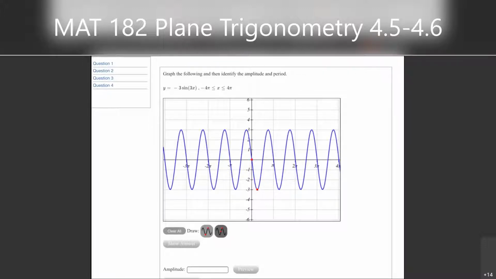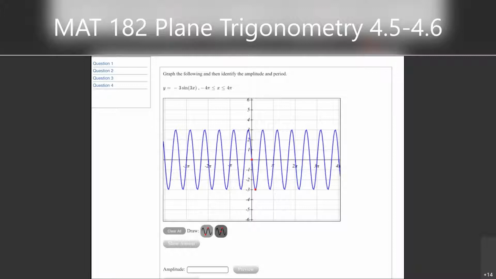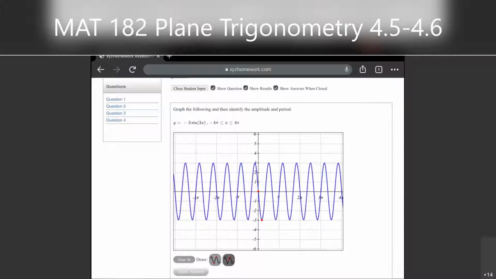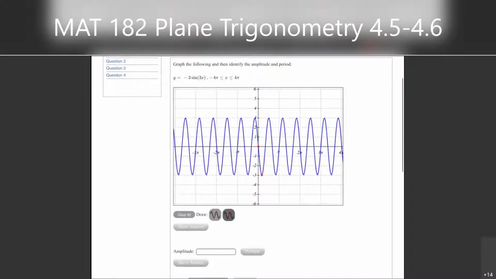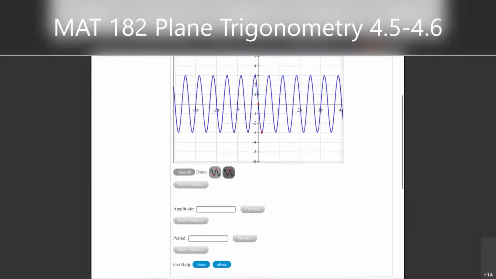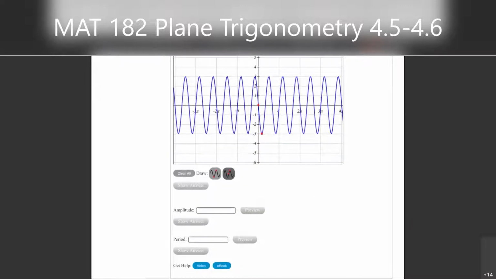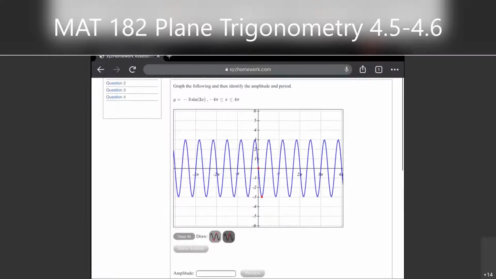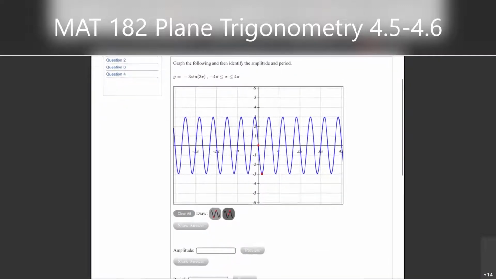Perfect. So let's see. That would be 1, 2, 3. There we go. I think that's correct. So that's what I'm going to be looking for. Again, amplitude we could say is 3. The period is going to be 2 pi over 3. So the idea of a period is that it's always 2 pi over that number, right? Yeah, it would be. So 2 pi over b is always going to be the period. 2 pi over b. Perfect.